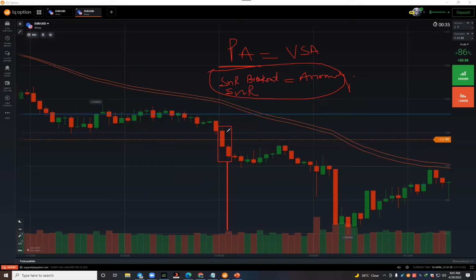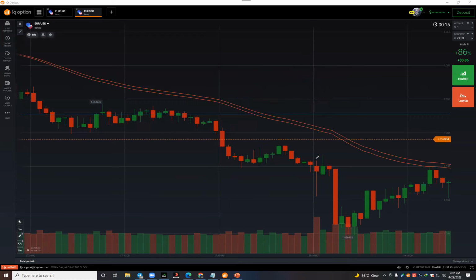Is there any question on this anomaly? If yes, then I can clear more. Sir, what about the wicks? Can we just count the bodies? Wicks in the anomaly we are not counting. If we are reading a single candle, then we will count the wick. But if we are counting the anomaly, the anomaly does not require the wicks.